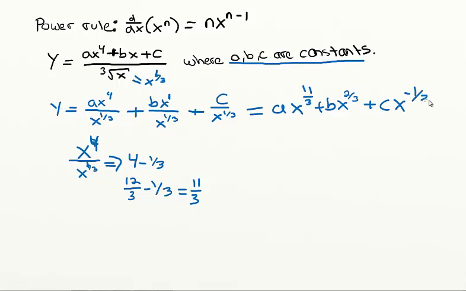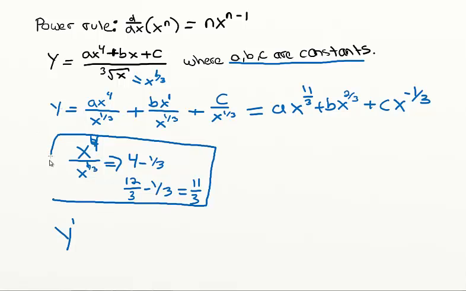minus 1 over 3. So now all three of these terms look like something raised to a power, and we can apply the power rule. So now we're going to finally go ahead and take the derivative. I'm going to do that down here, and I'm actually just going to box off this extra stuff that we did.